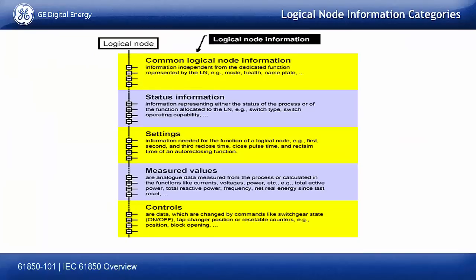So you look at logical node information categories, and you go through the standard. I think this comes in part 7 of the standard. All these different information categories in a logical node, and what includes common logical node information. So it's object-oriented programming, so it inherits things from the basic class itself, just like object-oriented programming at higher levels of hierarchy inherited things from classes. There's status information, there's settings, which can be related to the logical node. There's potentially measured values, there's controls, all these different types of logical node information categories, right?